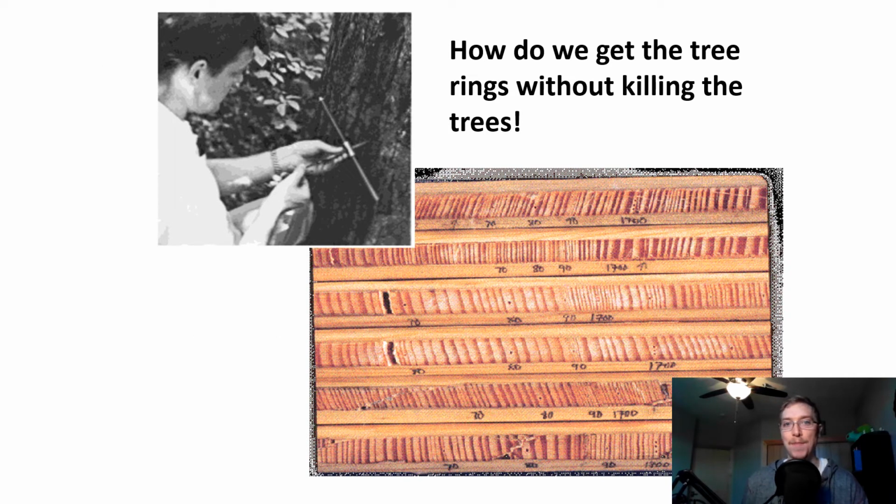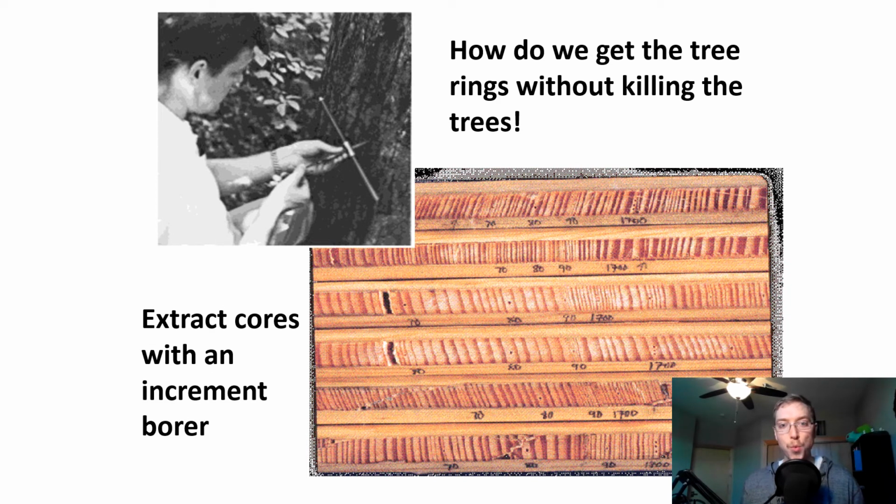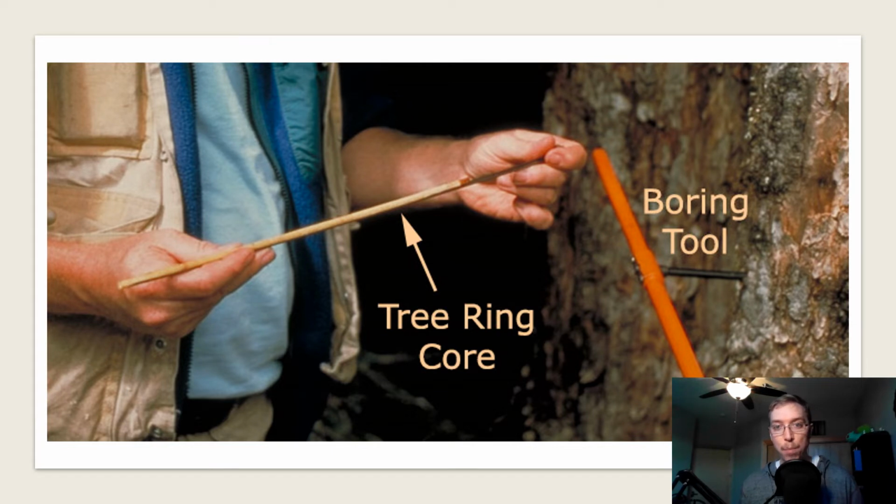So how do we get these tree rings without killing the tree? Well, you can see here, that's what we call an increment borer. And we extract cores with that increment borer. You can see examples of what that looks like on these images kind of just above me here. This is what a boring tool looks like.